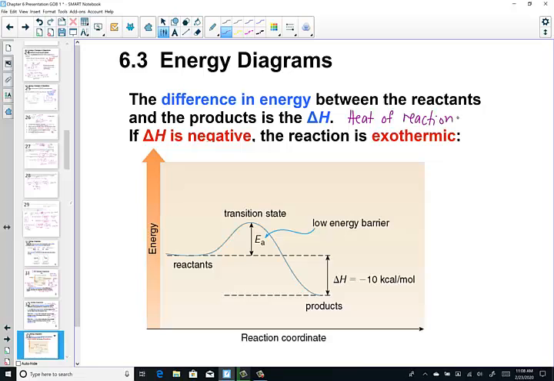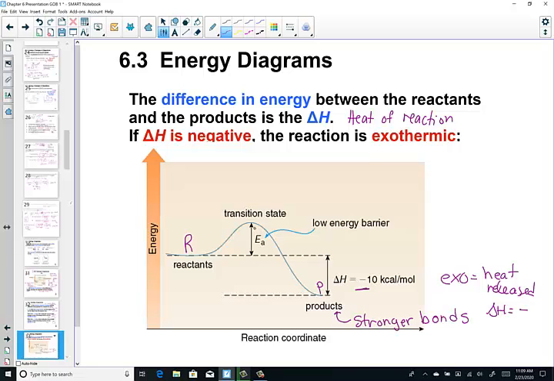In an exothermic reaction, delta H is always negative. The reactants are of higher energy than the products. So we would know that the products would have stronger bonds as compared to the initial reactants. In an exothermic reaction, heat is being released. That means delta H is always negative, and we're forming stronger bonds in the products than the initial reactants contained.